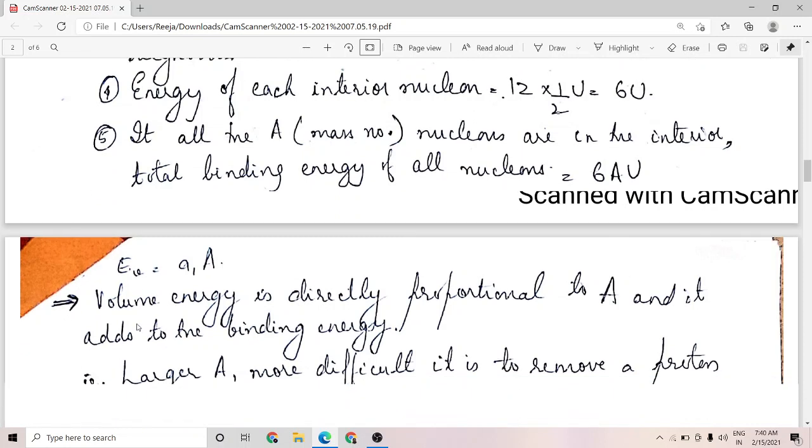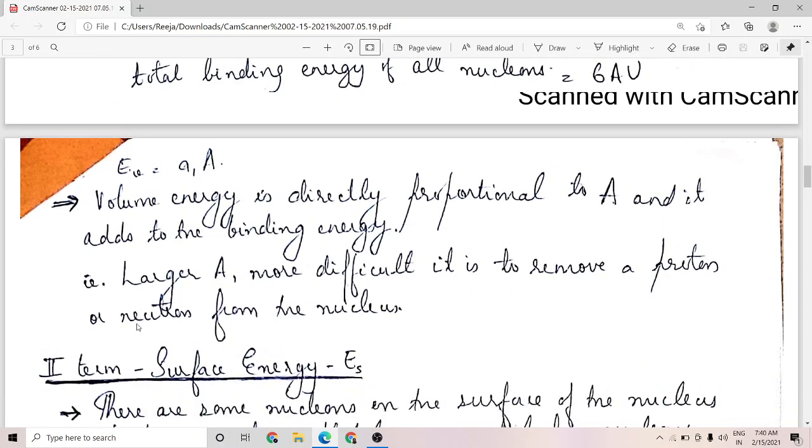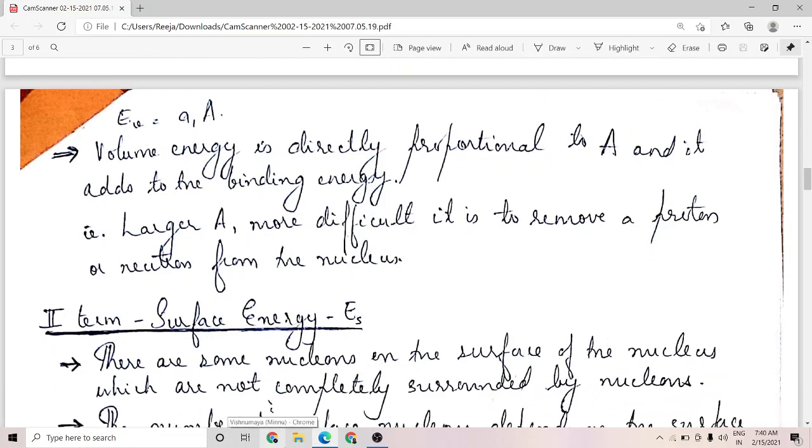Okay, next we come to the second term. So the second term is the surface energy term, ES. In the volume energy term, we consider all the nucleons to lie in the interior. If all the nucleons were lying in the interior, then the volume energy term is given by EV is equal to A1A. So as A increases, it is more difficult to remove a nucleon from the nucleus, which means the binding energy increases.